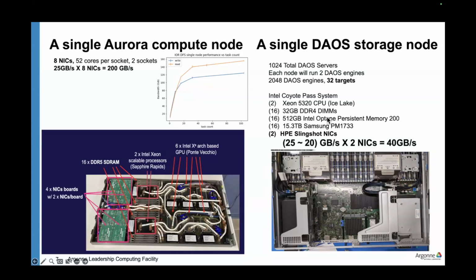And if you combine one persistent memory and one SSD, we call it one DAOS target. So we have 2 DAOS engines, and each of these devices is called a target. So totally 32 targets and 2 engines per DAOS server.